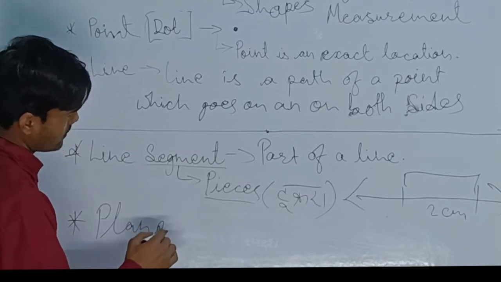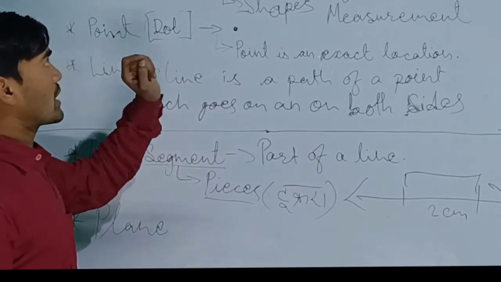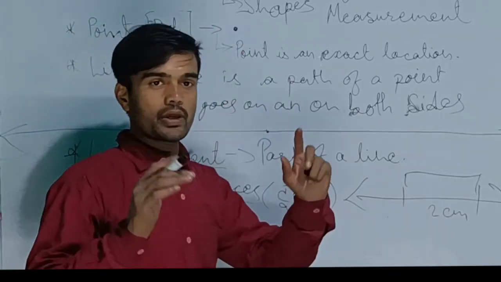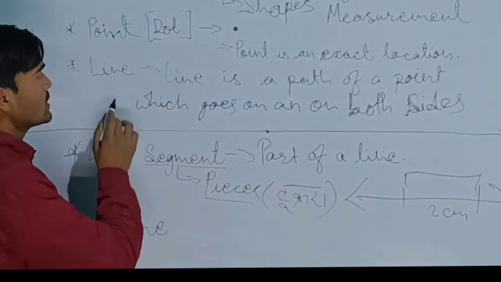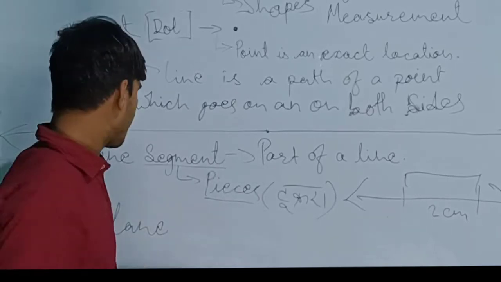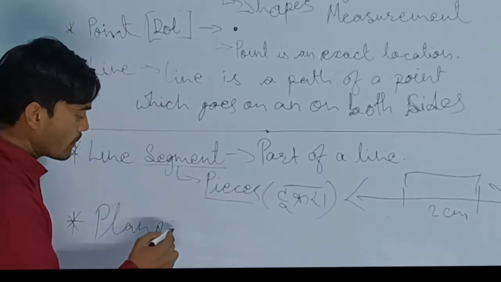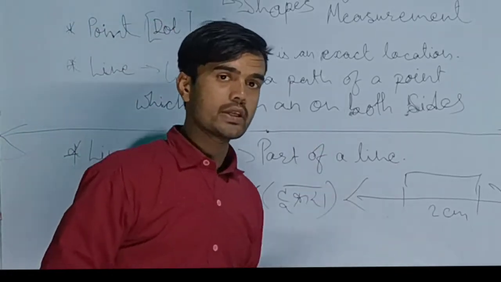Plane, plane. So students, are you all understanding this? What are the things required to make shapes? First thing we need is a point, second we need lines, third a line segment, and fourthly a plane. We will learn what a plane is in geometry.